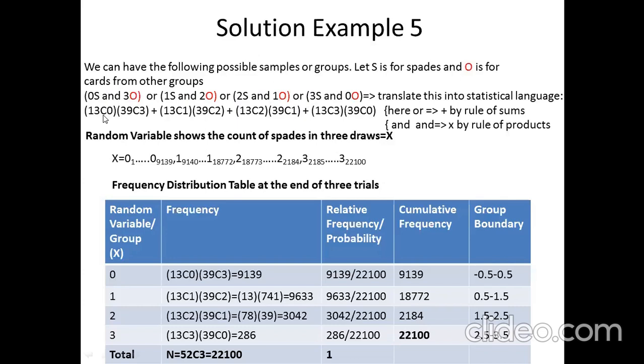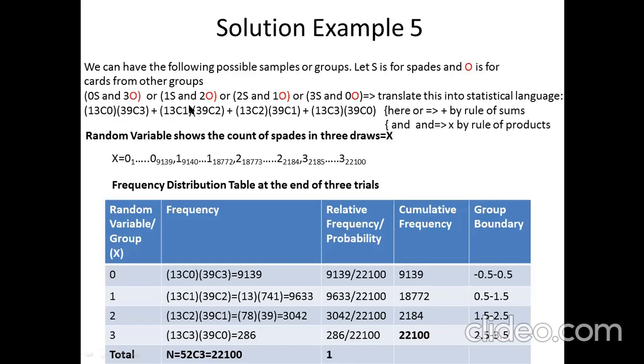So every card is just occurring once, and the order does not matter over here. Quite understandable. So this 0s and 3o can be translated into 13C0 multiplied by 39C3, because 0 spades coming from 13 spades is 13C0 ways it could be done, and three other cards from 39 other cards can be done in 39C3. This 39 is obtained because 52 minus 13 is 39.